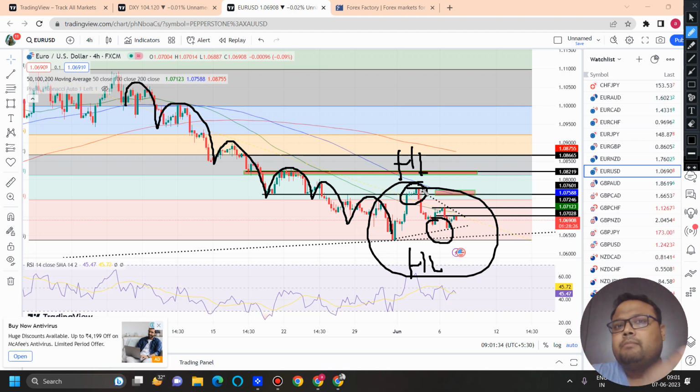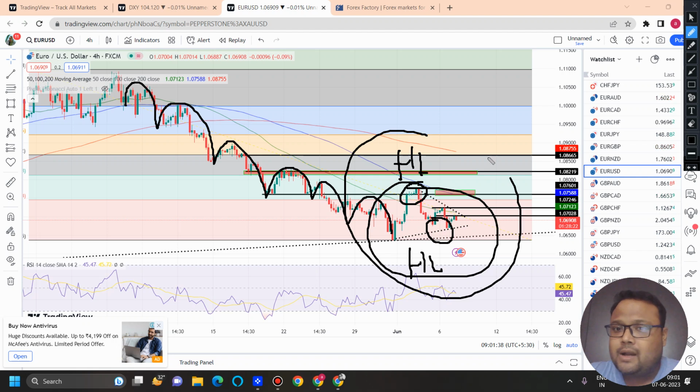If the structure of the market has changed here, then obviously the breakout should be towards the upside, not towards the downside. Because if the market breaks towards the downside, then obviously things will again be critical for Euro USD, and you should be looking for sell opportunities.